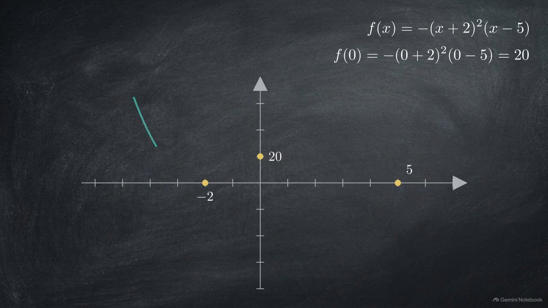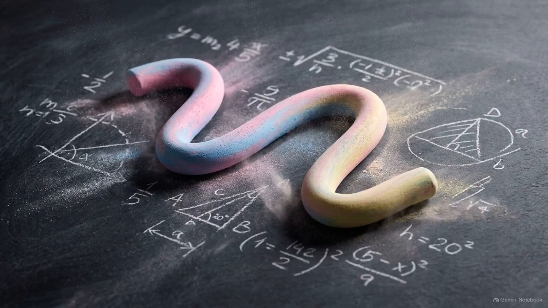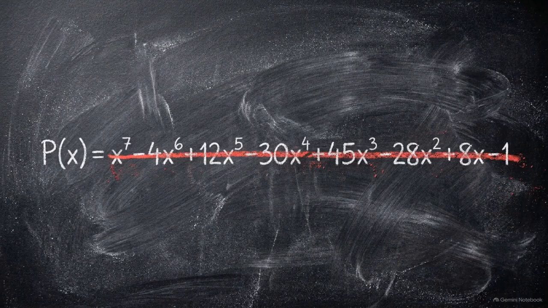Connecting the components, the continuous line descends, bounces at -2, passes through 20, crosses at 5, and continues to negative infinity. By following the algebraic rules for roots, multiplicities, and limits, the winding shape of the polynomial is forced into existence. This method relies on having a perfectly factored equation.